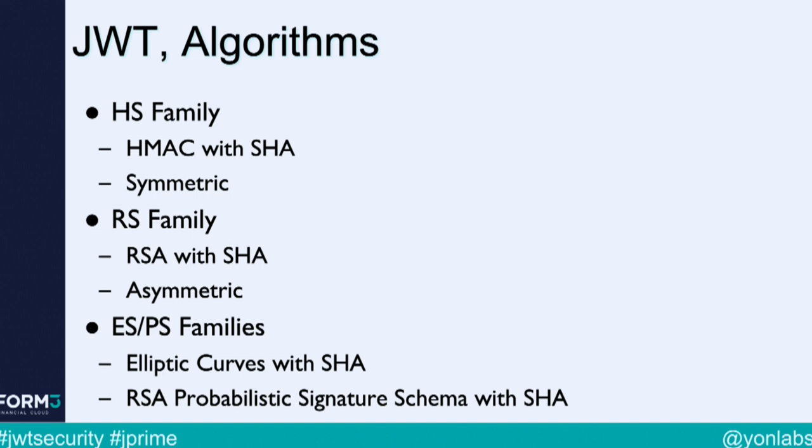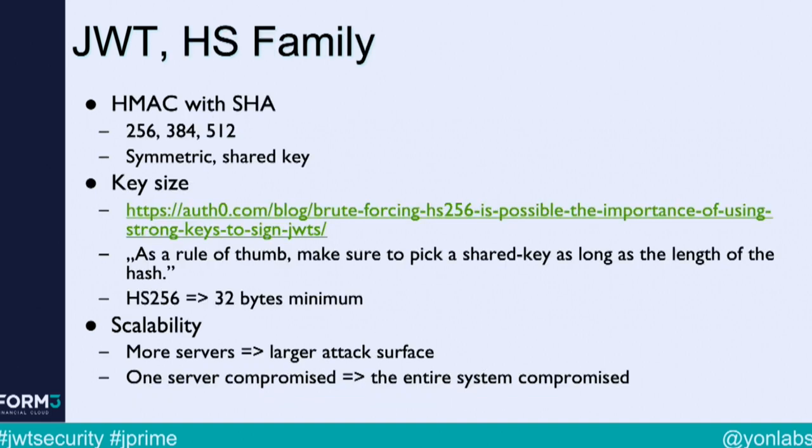We have four families of algorithms available in JWT tokens: the HS family, the RS family, and the ES and PS families with elliptic curves and probabilistic signatures. The HS and RS families are the most popular and widely used. A rule of thumb for the HS family is to use a secret as long as the length of the hash. So for HS256, it must be at least 256 bits long, which means 32 bytes.